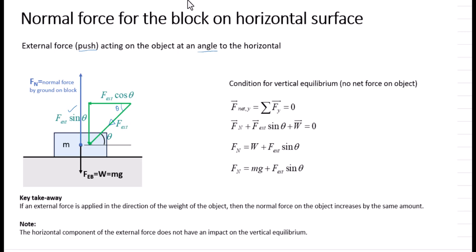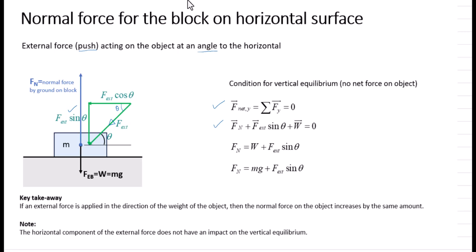So if we apply the condition for the vertical equilibrium, the sum of all the forces should sum up to 0, which means Fn acting vertically up plus F ext sine theta acting vertically down plus weight acting vertically down. All three vectors, when we do the vector sum, should be 0.